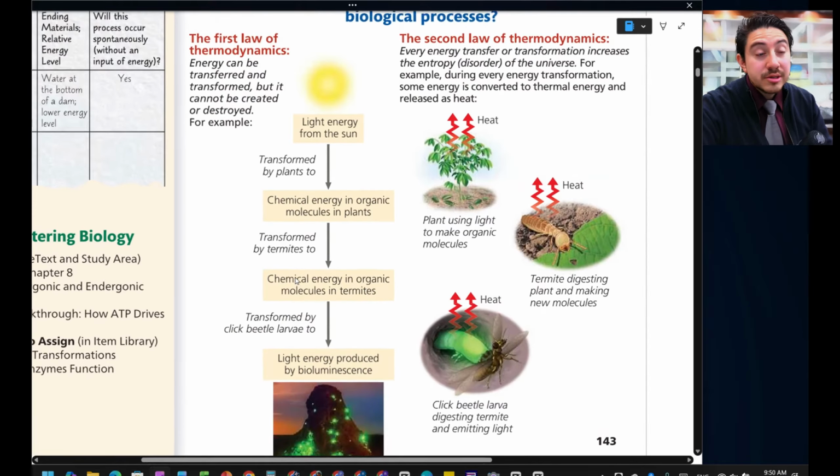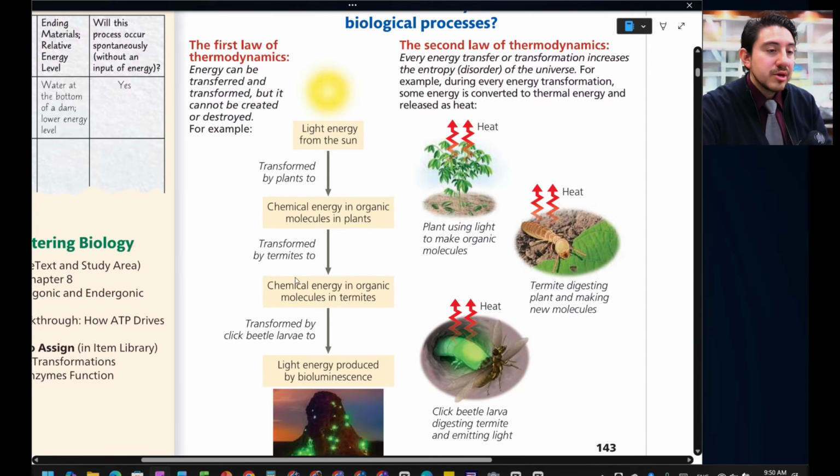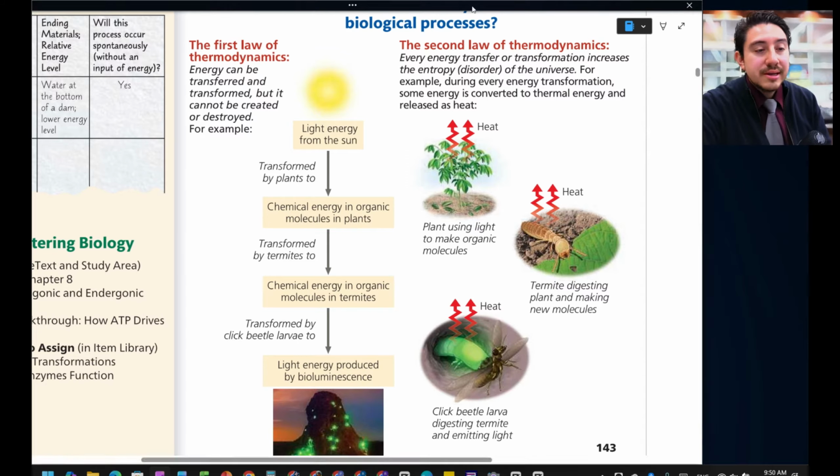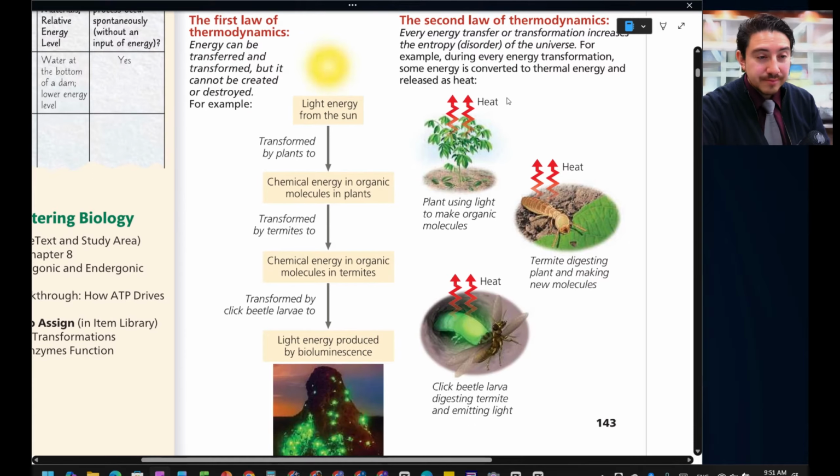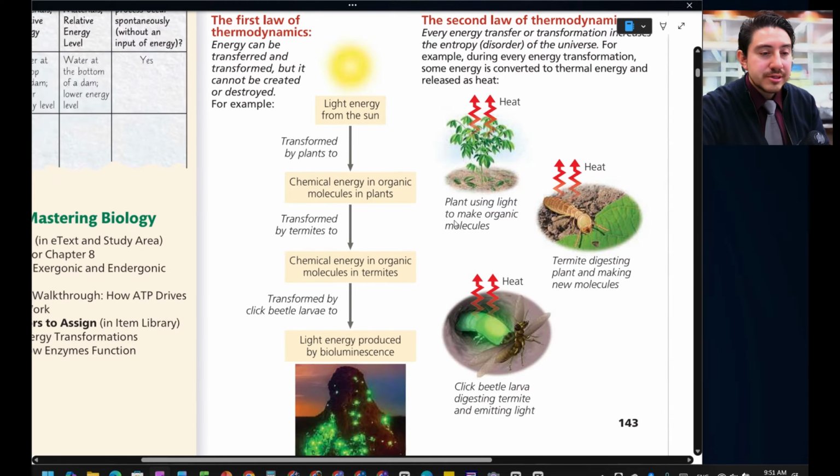One thing to note is that in the second law of thermodynamics, every energy transfer or transformation increases entropy, or disorder of the universe. This is a concept we're going to see also in this chapter. For example, during every energy transformation, some energy is converted to thermal energy and released as heat. Every chemical reaction has some energy lost in the form of heat.